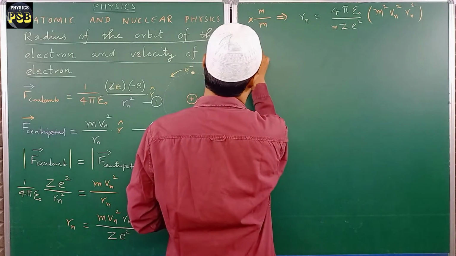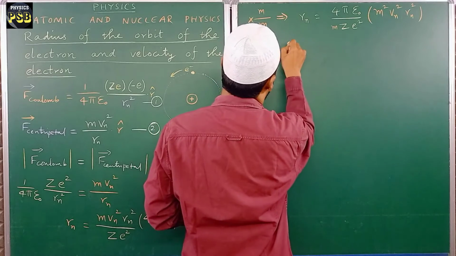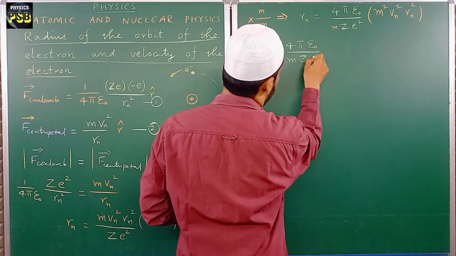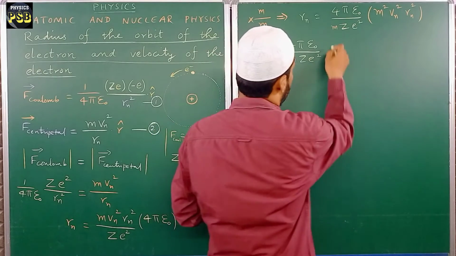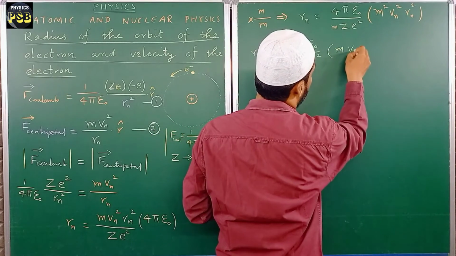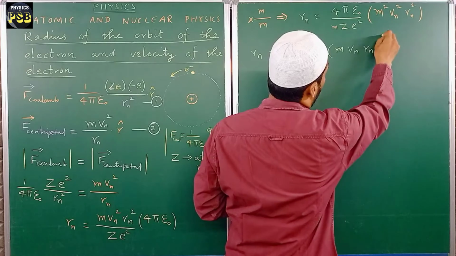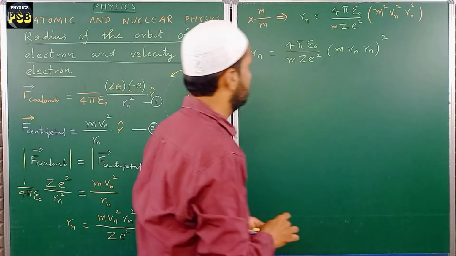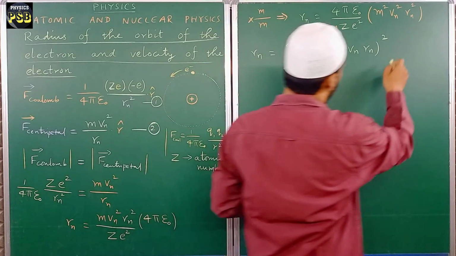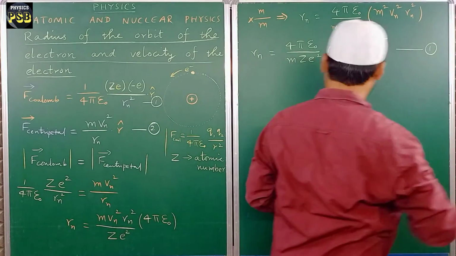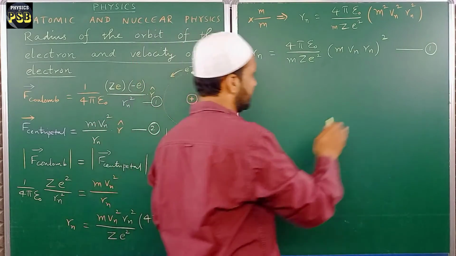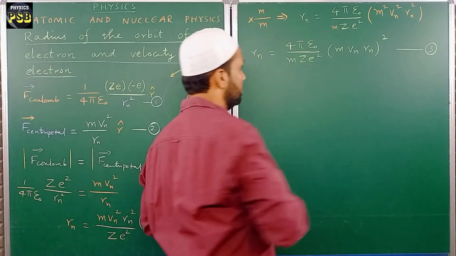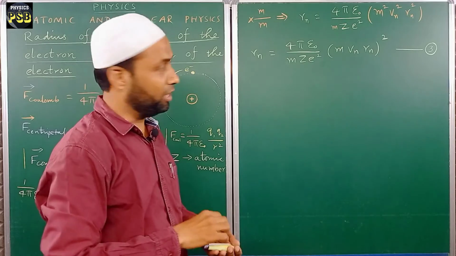It can be written as Rn equals to 4 pi epsilon naught upon m Ze square, times m vn Rn whole square. This is taken as equation number 3. Already we have one here, so it is taken as equation number 3.